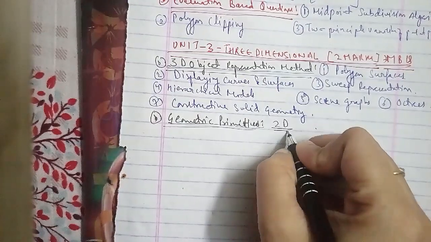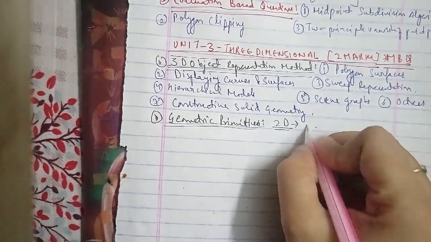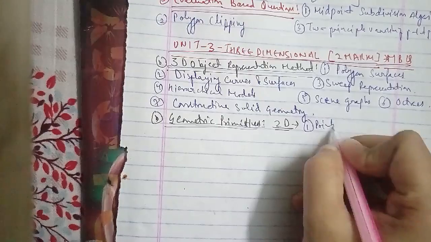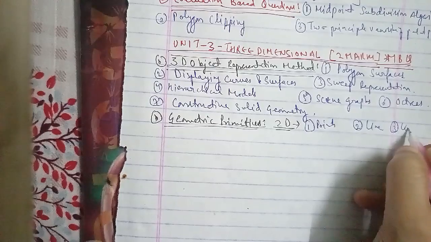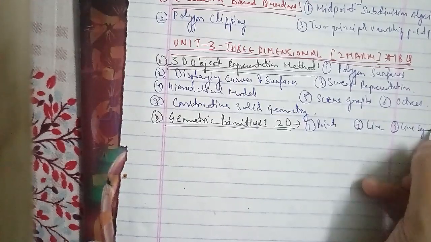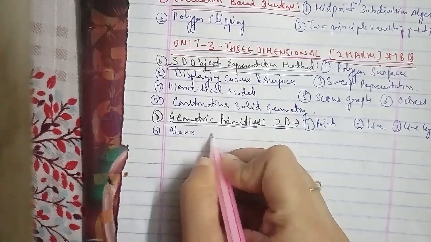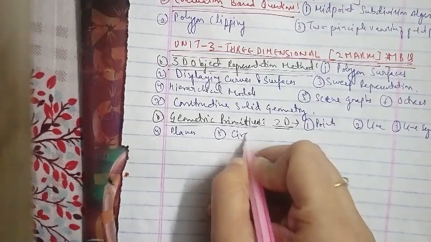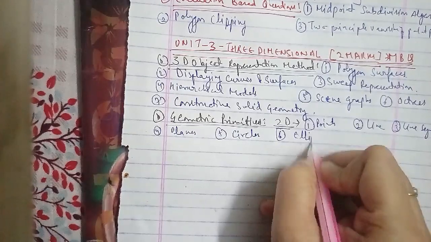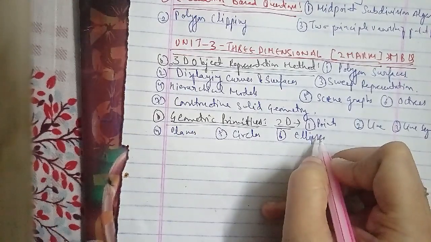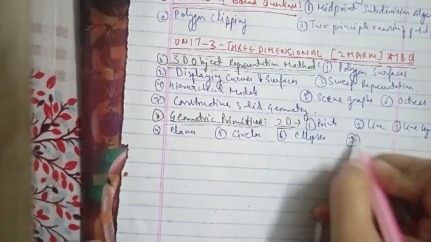The commonly used 2D geometric primitives are: the first is points, the second is line, the third is line segment, the fourth is planes, the fifth is circles, the sixth is ellipse, and the seventh is triangles.